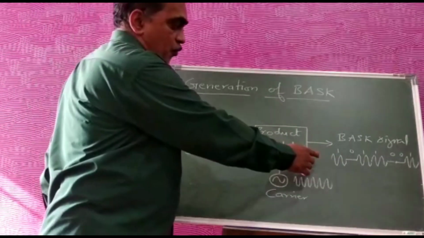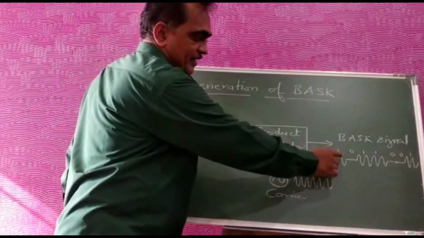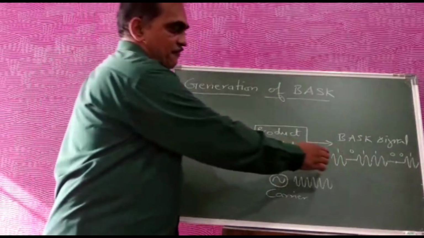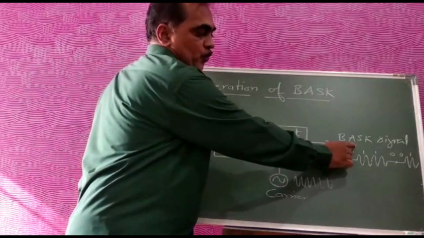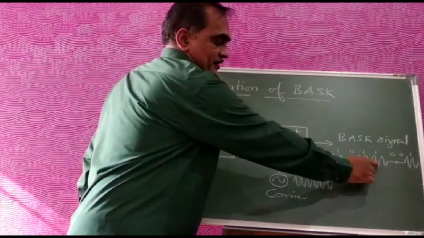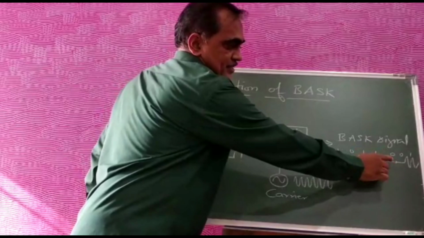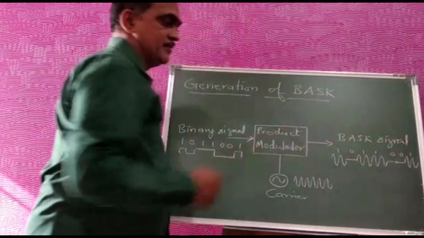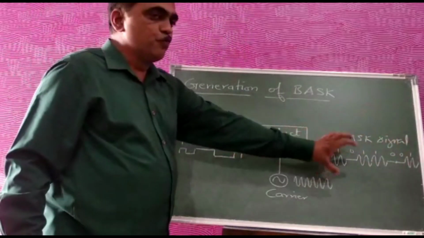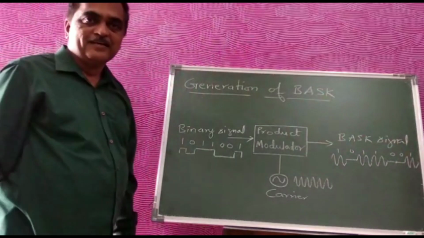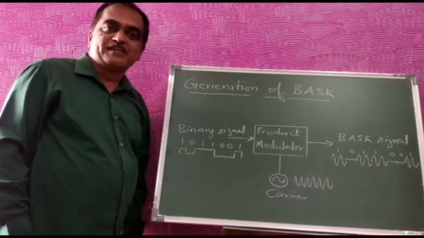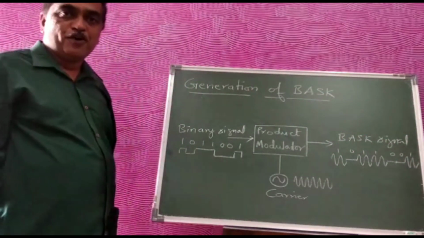So in the output you can see that for 1 there is a carrier present, and whenever it is 0, the carrier is absent. For 1 there is a carrier present, for 1 there is a carrier present, for 0 it is absent, for 0 it is absent, and again for 1 it is present. So this type of output that we get is called a binary amplitude shift keying signal. It is a form of the ASK signal.